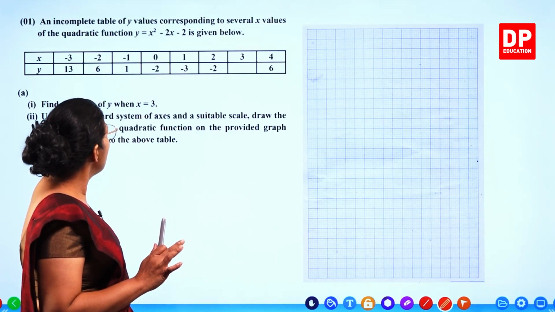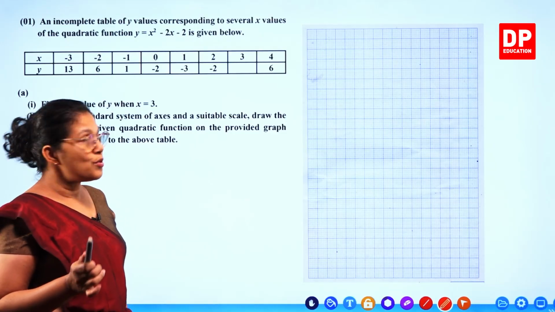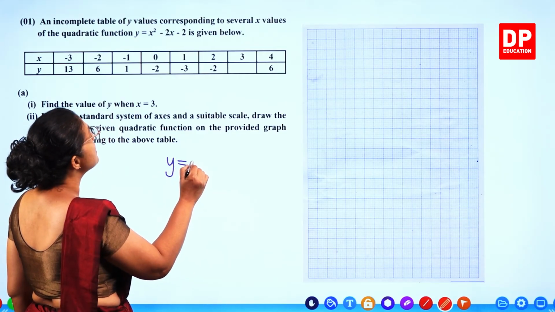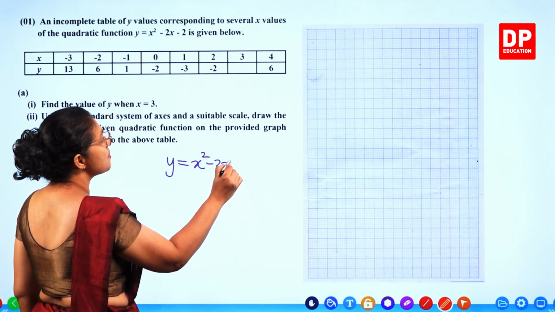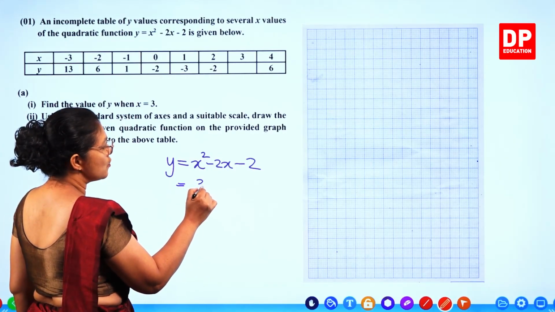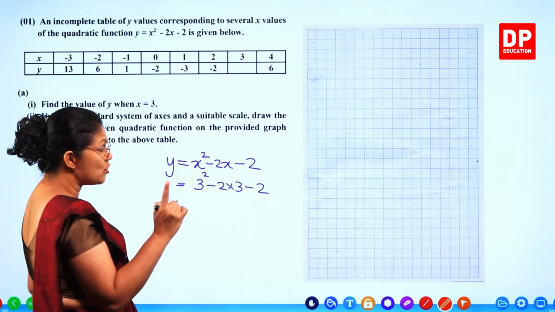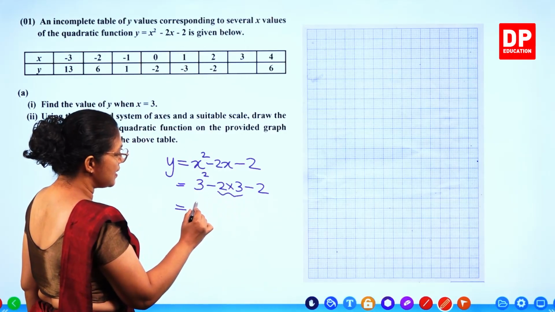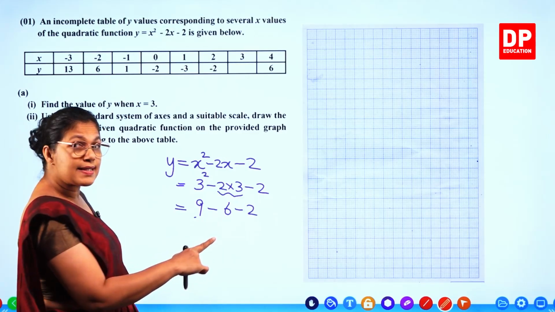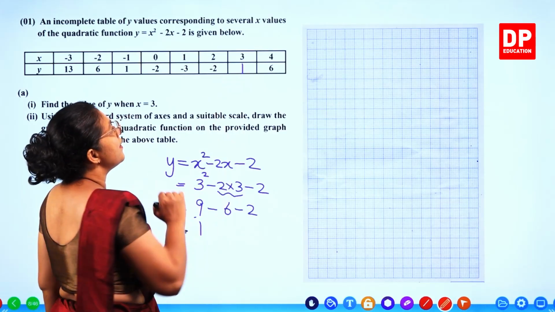So you are asked to find the value of y when x equals 3. So how are we going to find it? You have to substitute x equals 3. So what's the equation? The equation is y equals x squared minus 2x minus 2. Now substitute x equals 3: 3 squared minus 2 times 3 minus 2. And according to BODMAS, you have to do this one first. So 9 minus 6 minus 2. 9 minus 6 is 3. 3 minus 2, you get 1. So here you get 1.